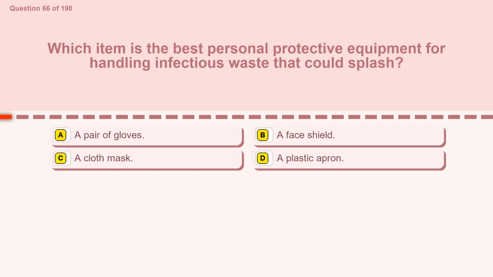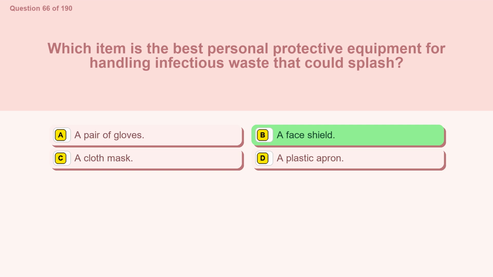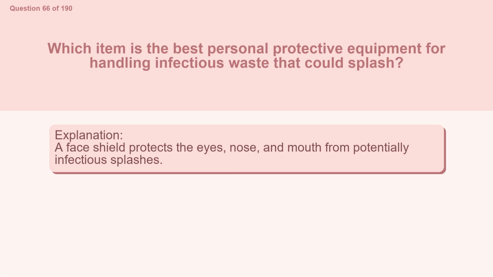Question 66. Which item is the best personal protective equipment for handling infectious waste that could splash? Option A, a pair of gloves. Option B, a face shield. Option C, a cloth mask. Option D, a plastic apron. The correct answer is option B, a face shield. A face shield protects the eyes, nose, and mouth from potentially infectious splashes.